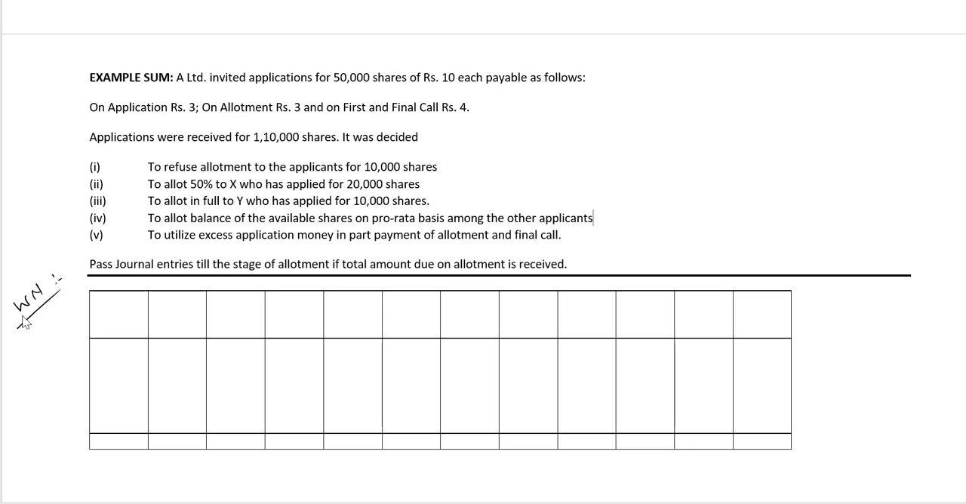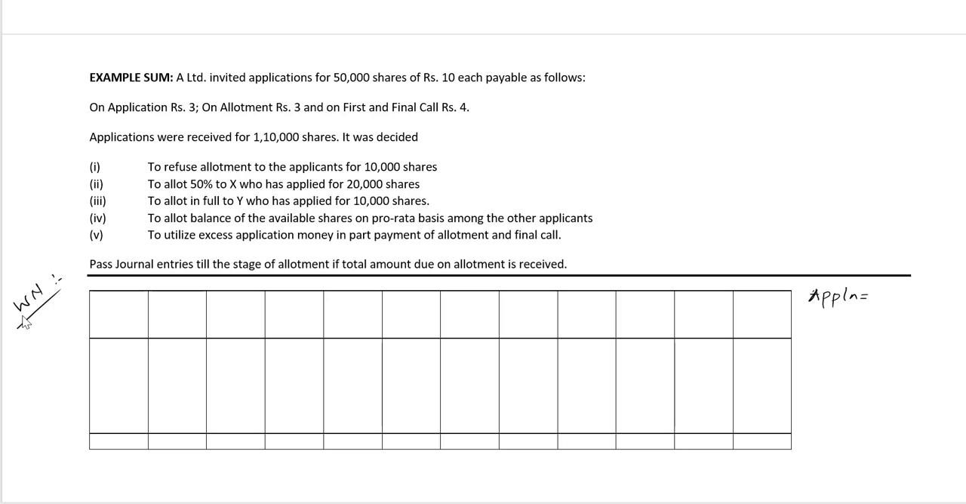Now the number of columns in the table that we are going to prepare should be 3 additional columns, because the last fifth point says that the application money which is in excess has to be adjusted. After adjusting towards allotment, it should also be adjusted towards the final call. So 9 plus 3 columns. So our table should have 12 columns. I'll write down the breakup on the right side.